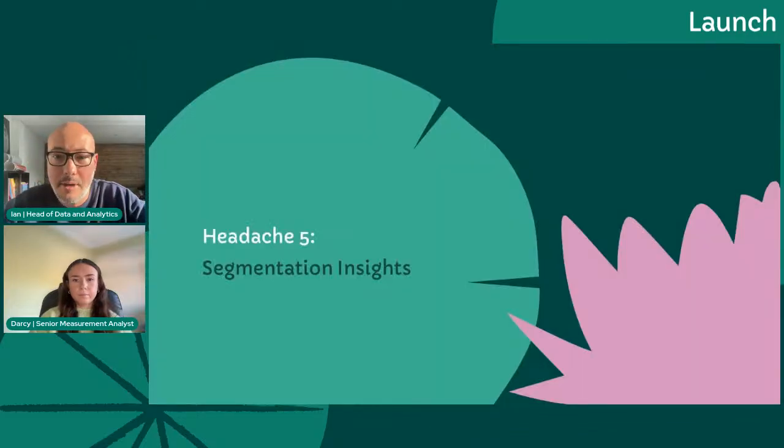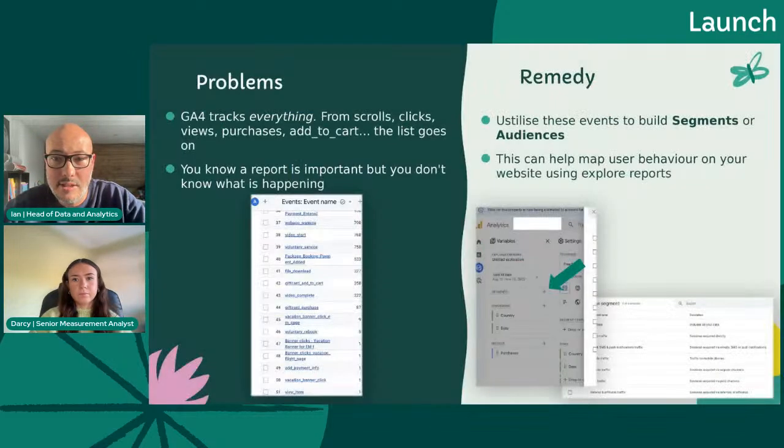Very conscious of time, but our final headache is segmentation insights. One of the problems that we heard from our clients is the events that people are tracking. Everybody knows that they need to track events. What I mean by events is, in that screenshot there, the events that come through in GA4 about what people are doing on your website. That can be a purchase event or a generate lead event, or even something as simple as a page view. But what we're seeing is there are so many different events for so many different user behaviors across the website. We were getting clients going, we've got all of these events, what do we do with it?